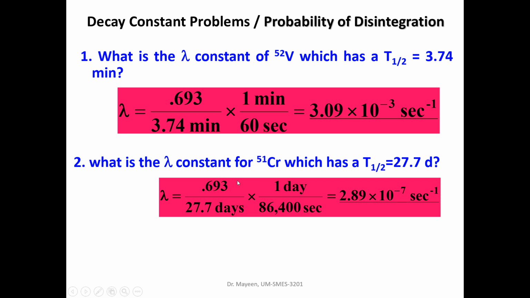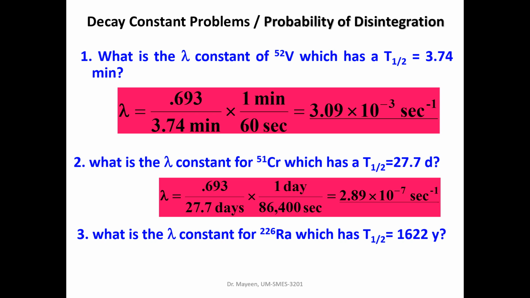Again, I'm telling you, we can switch the problem. It's possible that they might ask you to calculate the half-life, and in that case they will give you the value for the decay constant. They can reverse the problem. Another problem is, what is the decay constant for radium, which has a half-life equal to 1622 years? It's a bit difficult. We have changes in the half-life. In the first problem, the half-life was given in minutes, in the second problem it was in days, and in the third problem it is given in years. The difficult task is that you have to convert minutes, days, and years into seconds. This is the most tedious task.